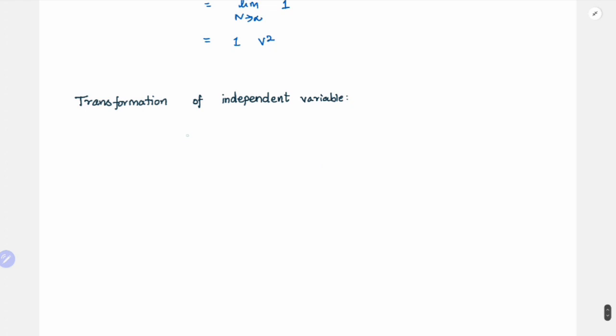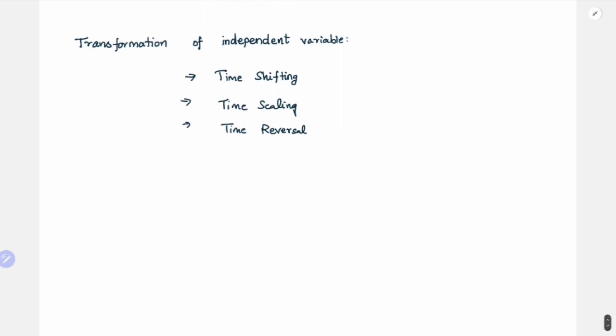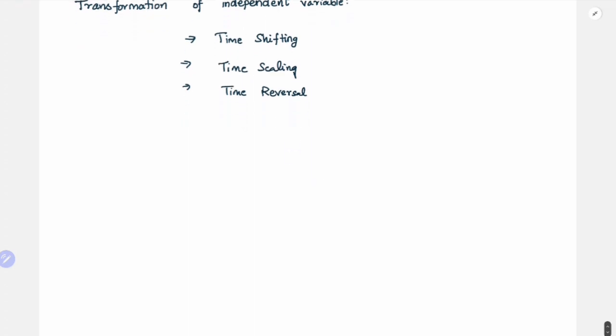So we have 3 transformations. The first one is time shifting. The second one is time scaling. And the third is time reversal. Time reversal can also be part of time scaling if the coefficient is going to be negative. But anyway, we'll consider it as a different one and see how it goes. Okay, so first we'll start with time shifting.